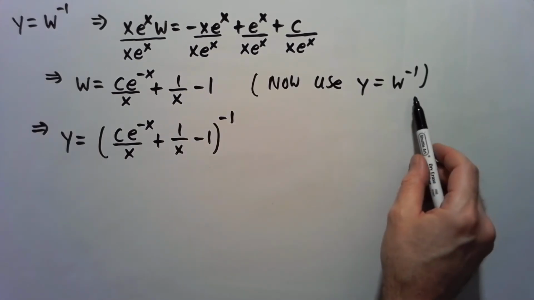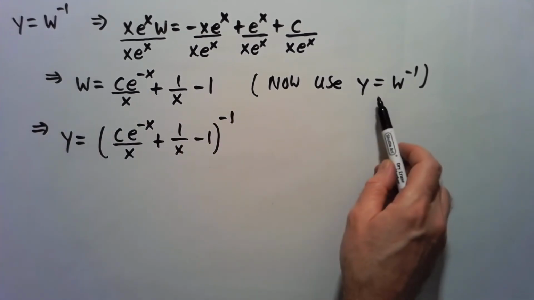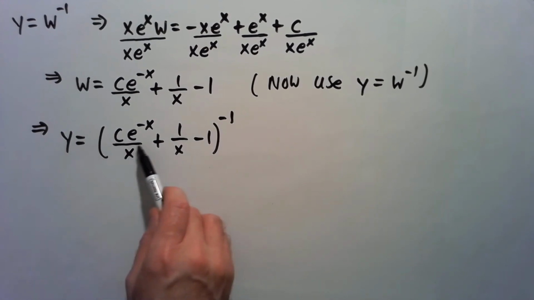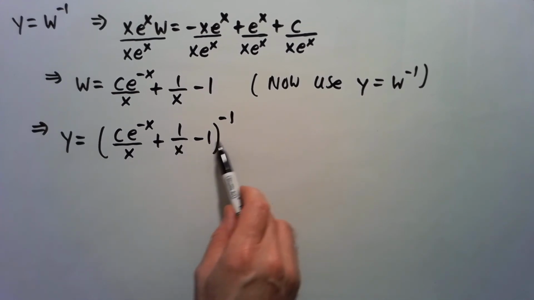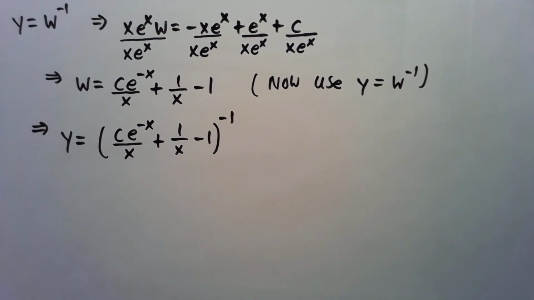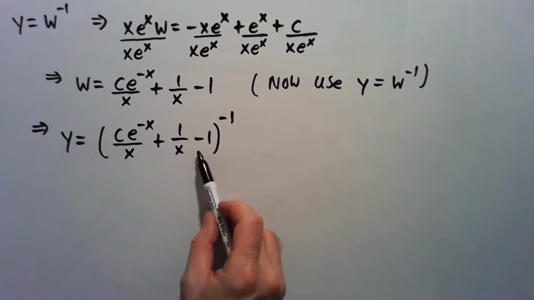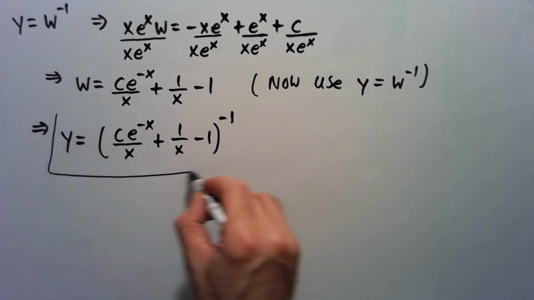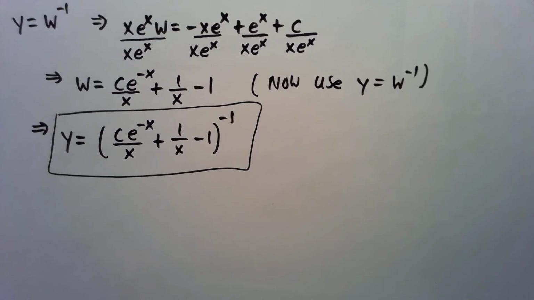So making that substitution, basically it's raising both sides to the minus 1, because y equals w to the minus 1. So we'll have y equals C e to the minus x over x plus 1 over x minus 1, raised to the minus 1 power. So this should be your answer here. I guess you could rewrite that to be nicer, but I think it's fine, let's leave it like that. So here's our answer. That should be the solution to the original differential equation. Okay, so we're done.